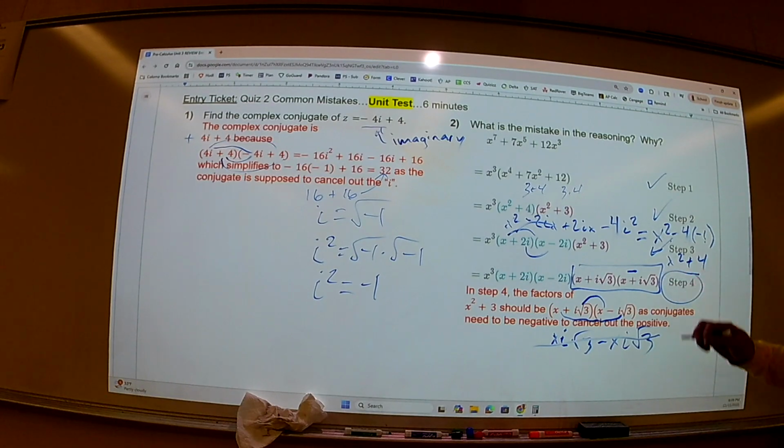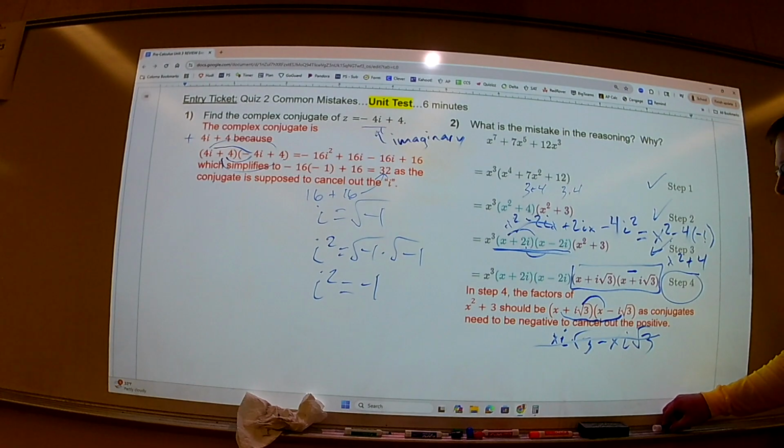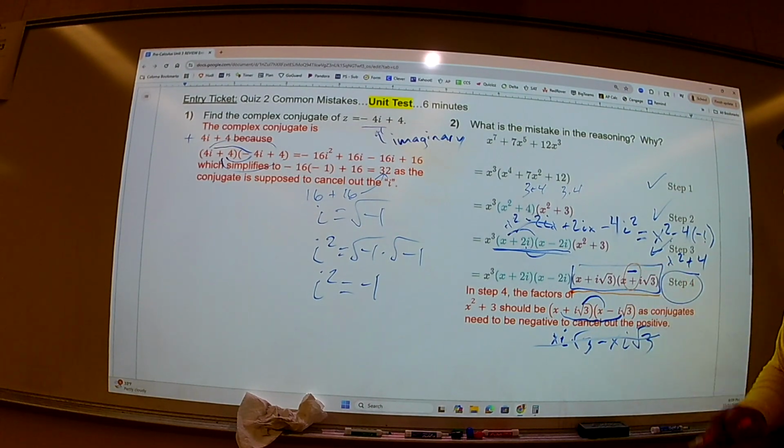So the mistake is in step 4. Ultimately, conjugates should show up. They do there, and then they need to show up there. One of those needs to be a minus to cancel out the positive, so that way this is factored correctly.